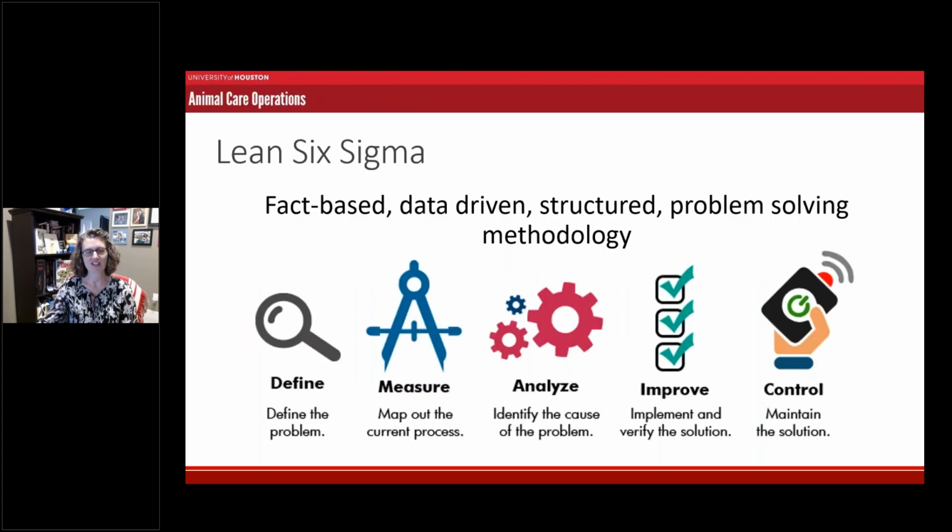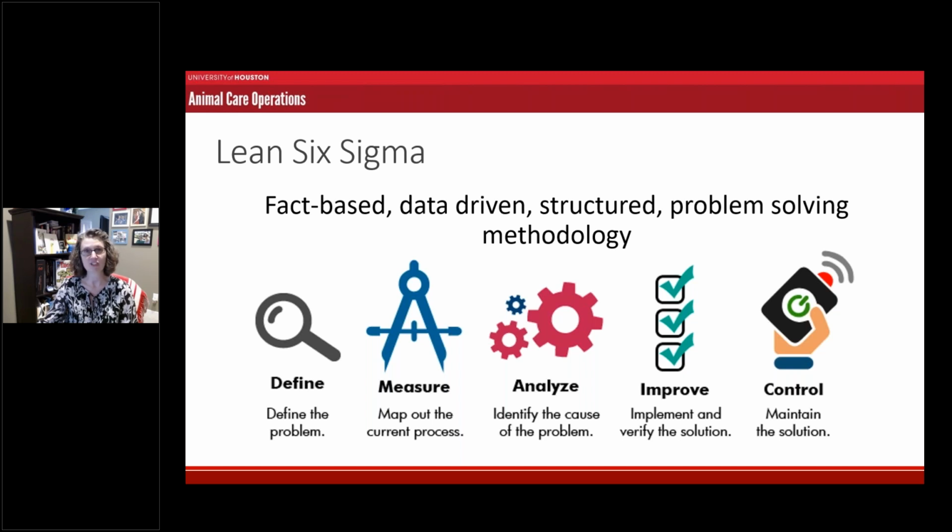And so I'll start today by telling you about the methodology that we used in this project with the Lean Six Sigma methodology. This is a fact-based and data-driven decision-making methodology, helping you to solve problems within your organization to make them more efficient, make them more streamlined, reduce errors, defects.